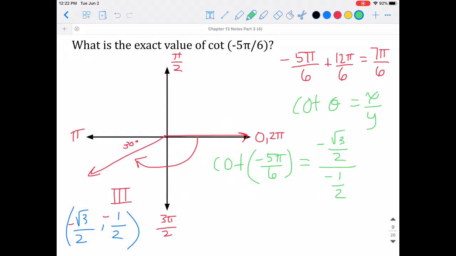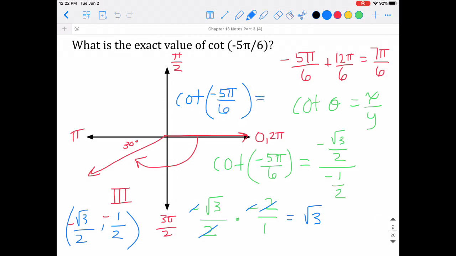So we have a complex fraction. In order to solve, we can multiply by the reciprocal. So we'll have negative radical 3 over 2 times -2 over 1. So rather than dividing by -1/2, we're going to multiply by -2. And when we multiply, our negatives cancel out and our 2's cancel out. So we're left with radical 3. So the cotangent of -5 pi over 6 is equal to radical 3.